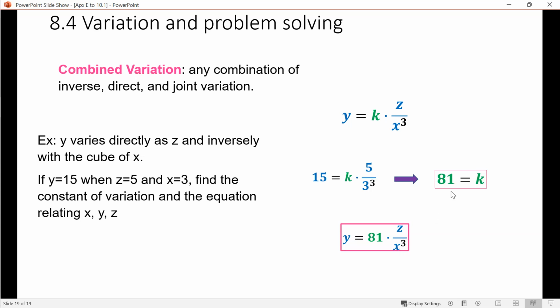See how I've highlighted in pink that k is 81? That's because the question specifically asked us to find the constant of variation. So k equaling 81 is part of our answer here. And now the equation that relates all three things is that y equals 81 times z over x to the third. So we also need to include that equation in our answer.